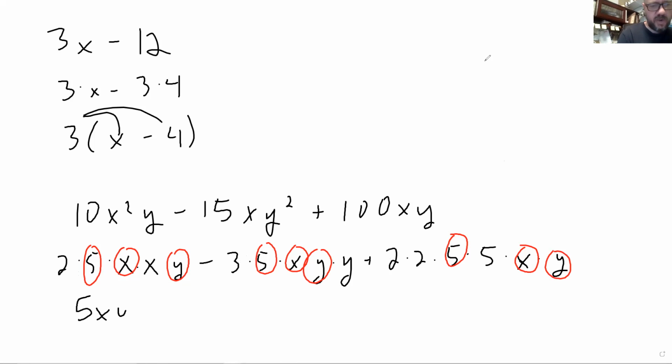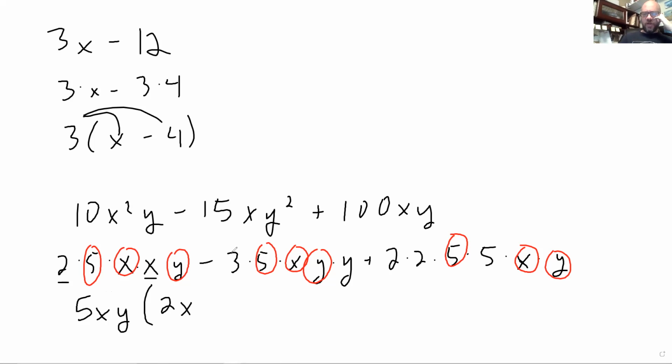When I say pull out, what I really mean is undistribute. And then whatever's left is what goes in the parentheses. Now, the way you want to think of whatever's left is, what would I have to multiply 5xy by to get 10x squared y? Well, it's the stuff that I didn't circle, right? 2x is what 5xy is missing to make 10x squared y. So that's what goes here, 2x.